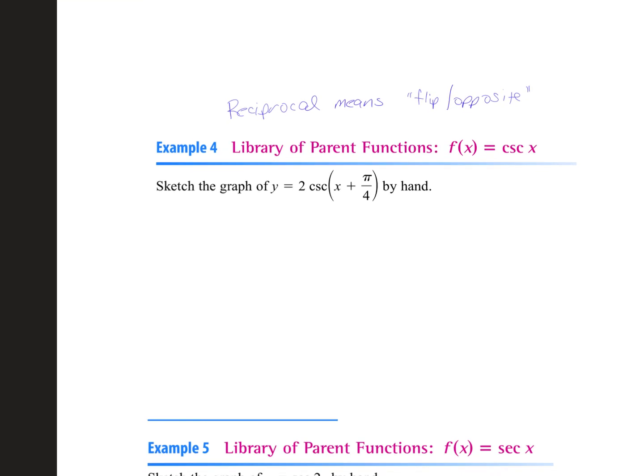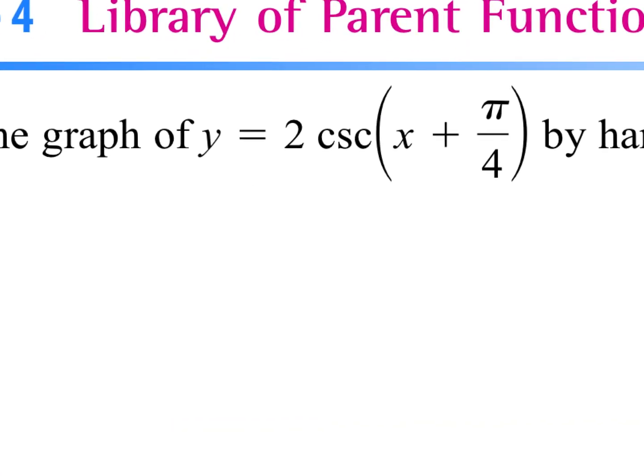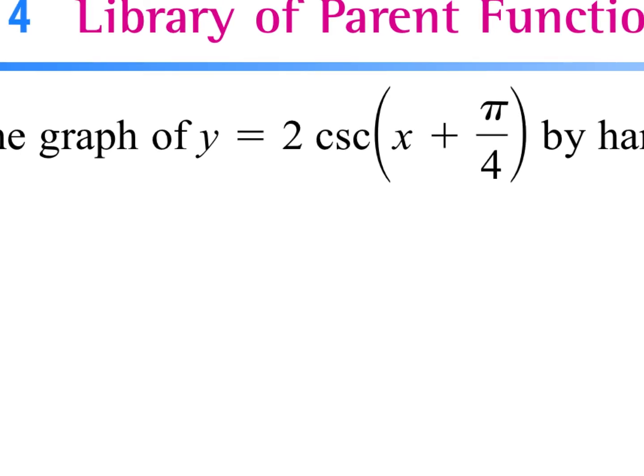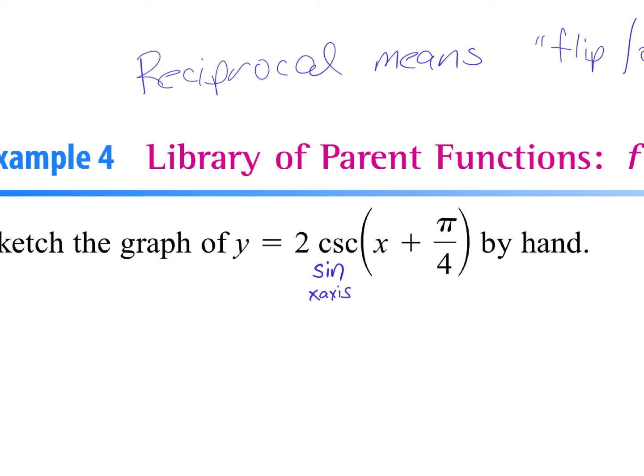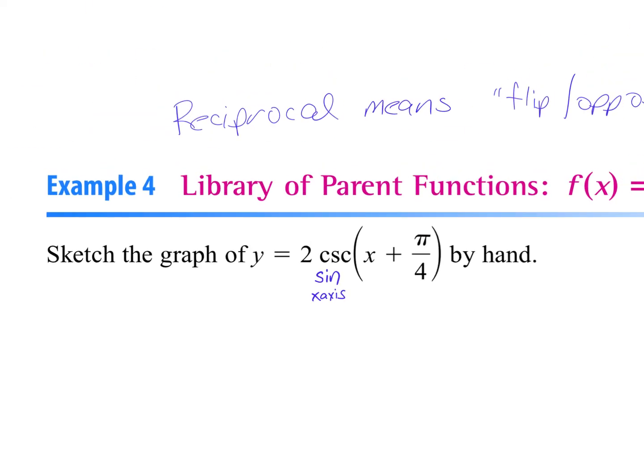All right, first thing we're going to do is identify this function and its reciprocal. What is the reciprocal of cosecant? Sine. Sine, okay. Remind yourself, guys, where does sine start? At the axis or at the amplitude? X-axis. Okay, good. Now we're going to do everything we did yesterday.